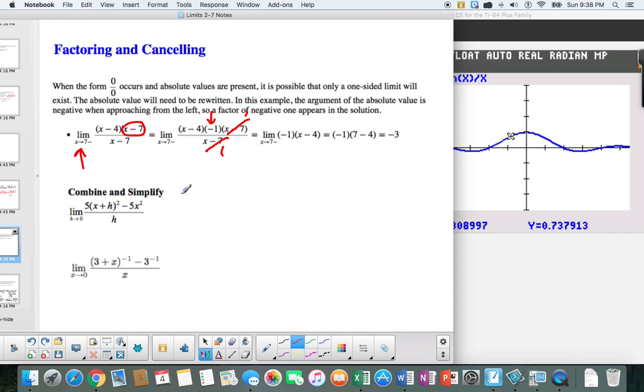Another plan is to combine these terms first, simplify them, and then take the limit. Again, stop the screencast, see if you can do this, and I will give you the answer.